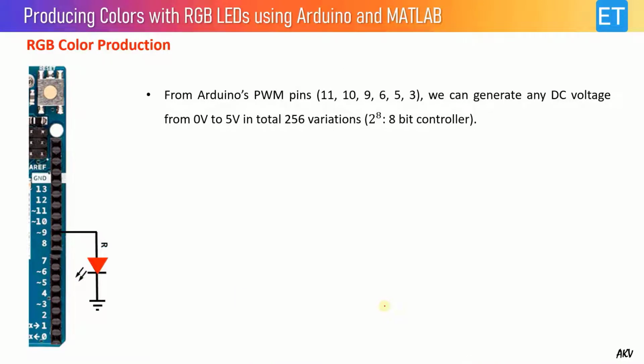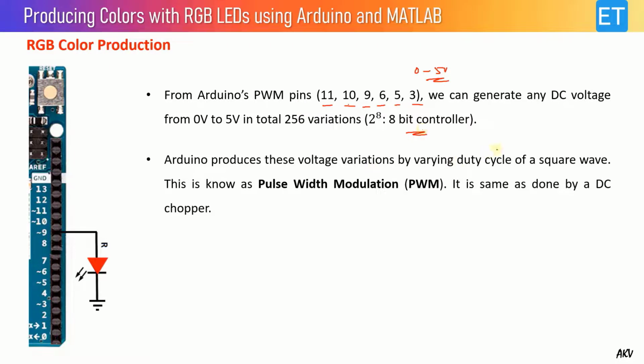And as I said, from the Arduino PWM pins, I mean the pin number 11, 10, 9, 6, 5 or 3, these pins can give you the intensity variations in the range 0 to 5 volt. And how is it achieved actually? This is achieved with the help of this 8-bit controller and by producing a square wave whose duty cycle is changed to produce these voltage variations. So that is known as pulse width modulation, or PWM for short.